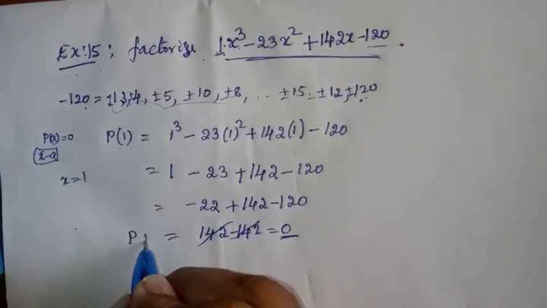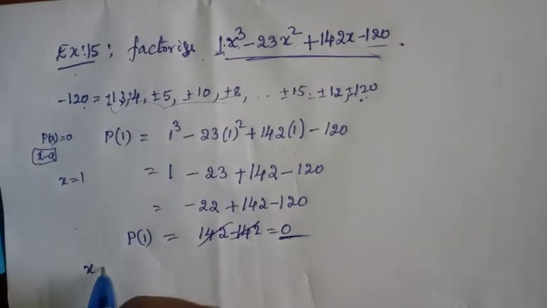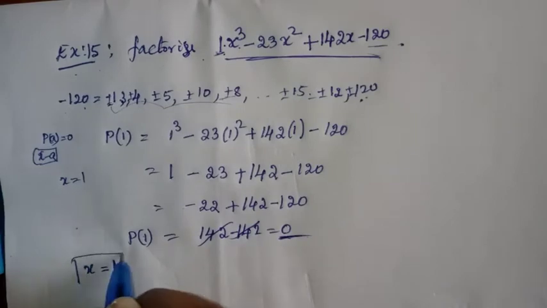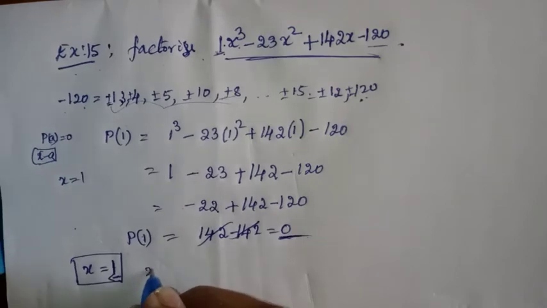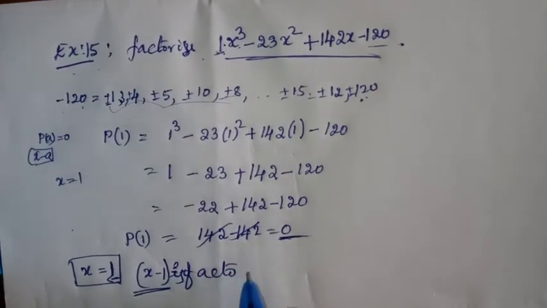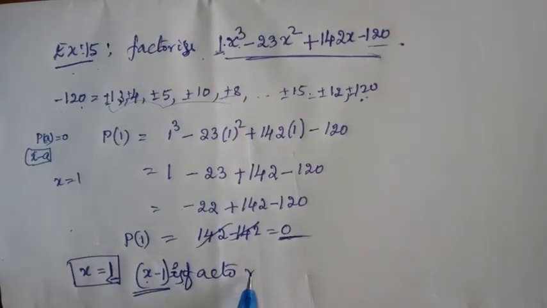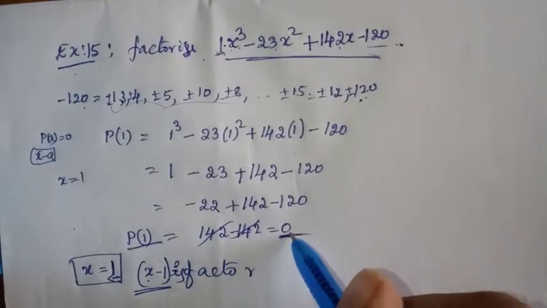Yes or no? For the value of the polynomial at 1 equal to 0, the remainder is equal to 0. So we say that if we substitute x equal to 1, the remainder is 0. It means that taking to the left hand side, x minus 1 is equal to 0. It means that x minus 1 is a factor. Very important: x minus 1 is a factor of this one, because we got p of 1 equal to 0. Yes or no?